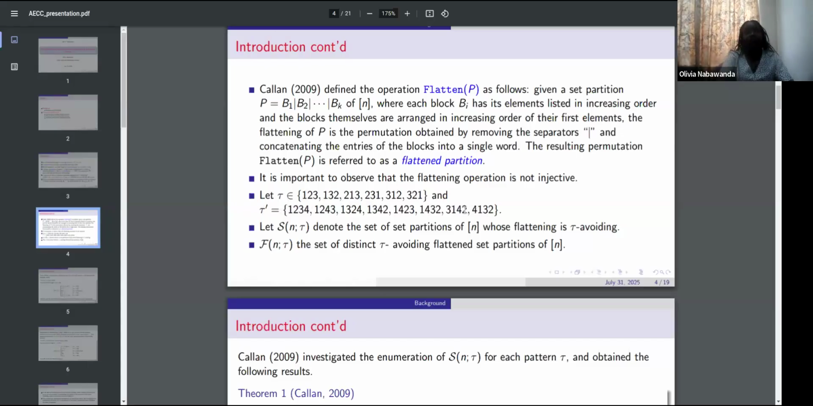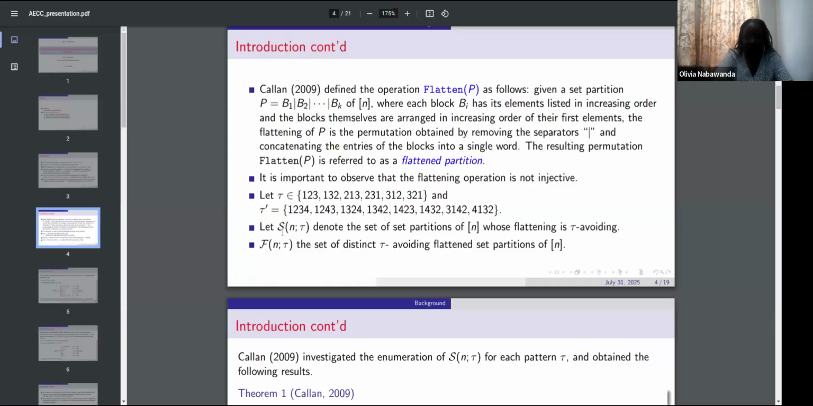There are 24 permutations of length 4, but due to some equivalence classes, we realize that all the 24 permutations can be represented by simply this set consisting of these 8. And they are the ones that I'm going to mostly focus on.